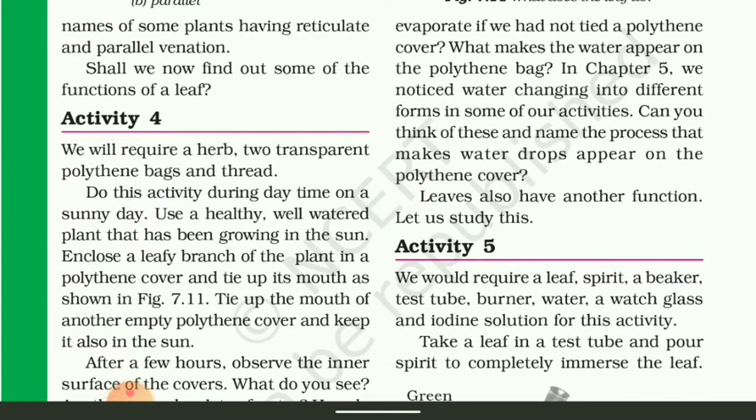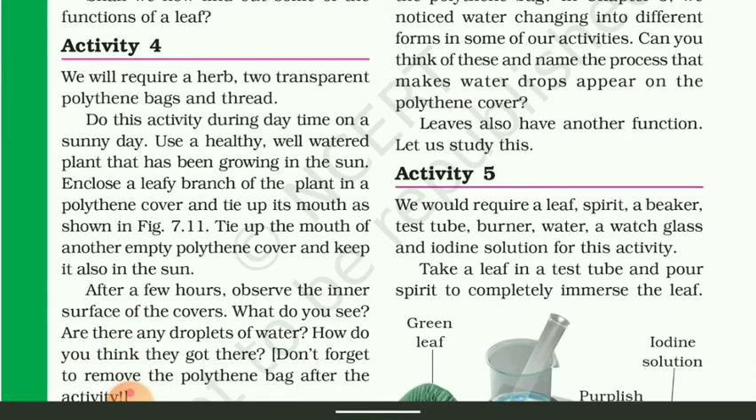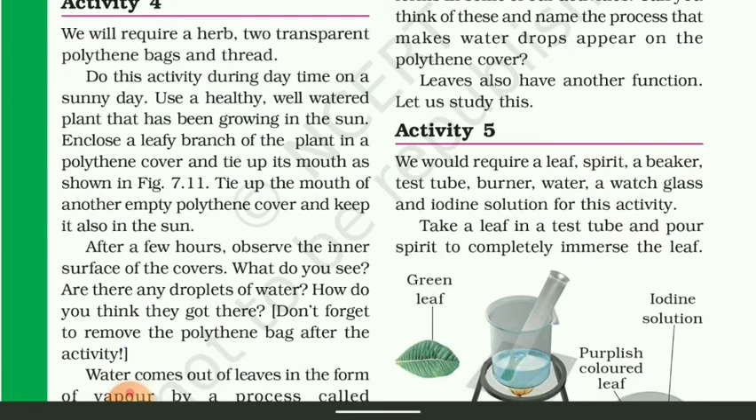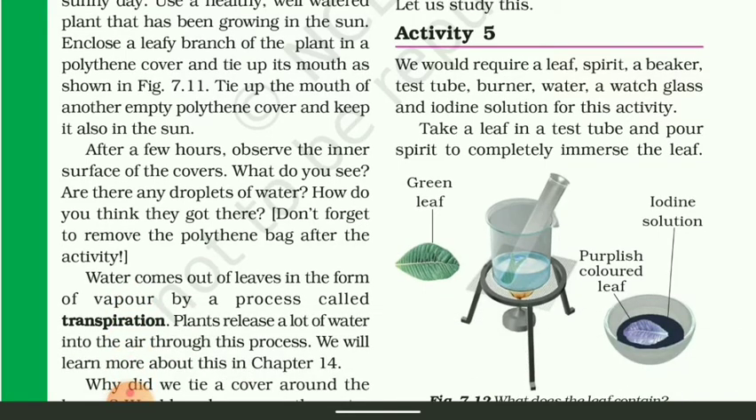Activity 4. We will require a herb, two transparent polythene bags and thread. Do this activity during day time on a sunny day. Use a healthy, well watered plant that has been growing in the sun. Enclose a leaf branch of the plant in a polythene cover and tie up its mouth as shown in figure 7.11. Tie up the mouth of another empty polythene cover and keep it also in the sun.